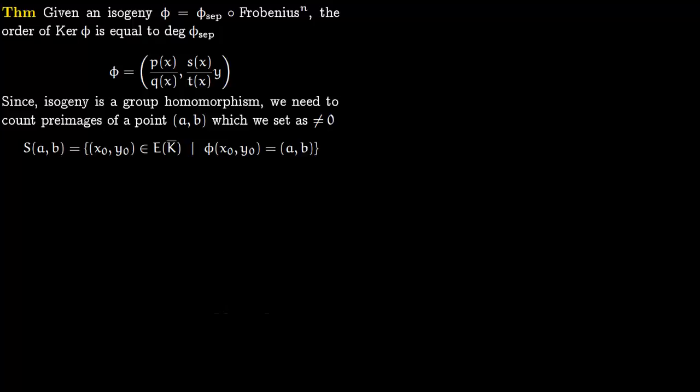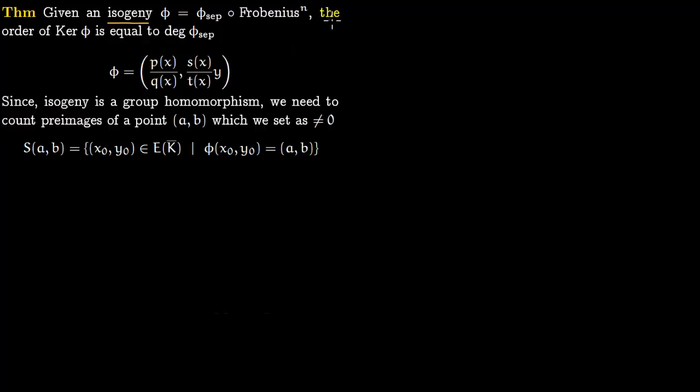In this lecture, we want to prove an important theorem that the order of the kernel of an isogeny is equal to the degree of the isogeny. So we already know if you are given any isogeny like this, like phi, you can separate it out. So you can have the first part which is separable and the second part which is applying Frobenius n times. So this we have seen in the previous lecture.